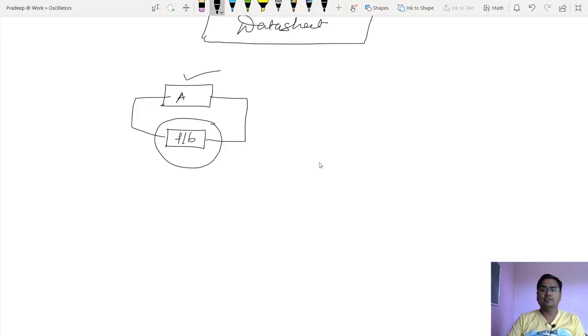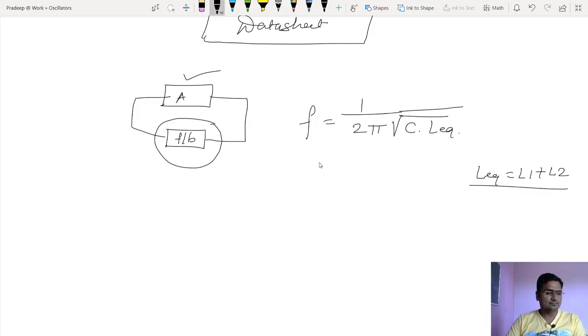For the Hartley oscillator, the frequency of oscillations is known: 1 divided by 2 pi under root C multiplied by L equivalent. So L equivalent is L1 plus L2. Now we have concluded that. In that case frequency is known. Either I must know the value of the capacitor or I must know the value of L equivalent, then only can I proceed with the calculation. One of the values must be known.